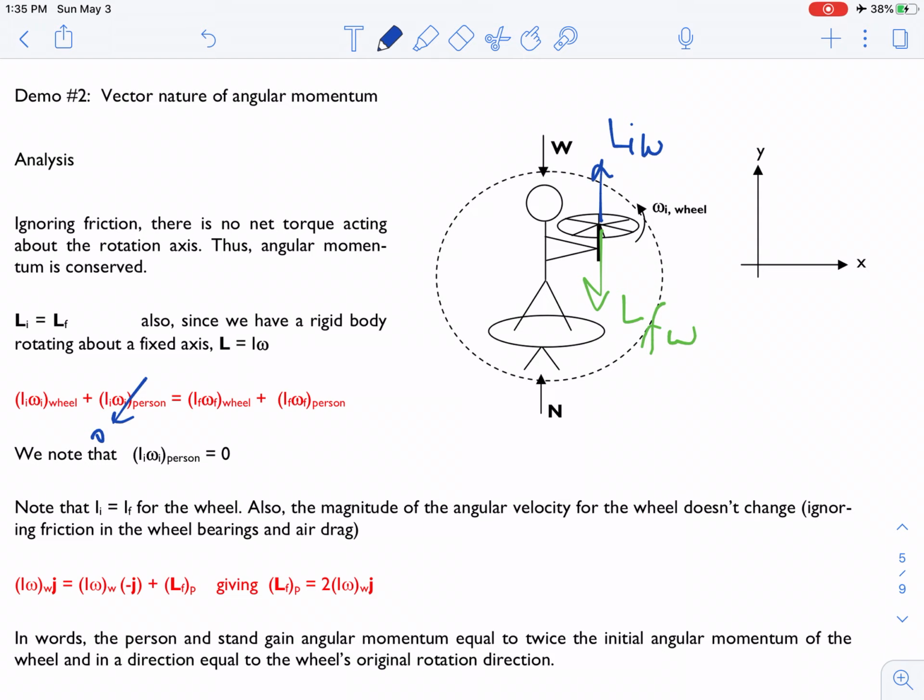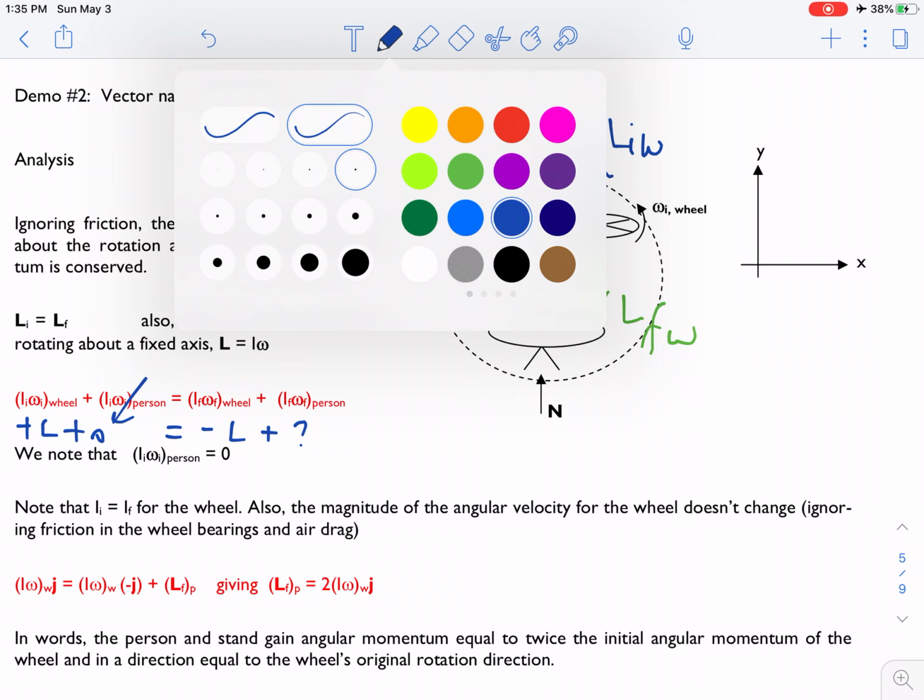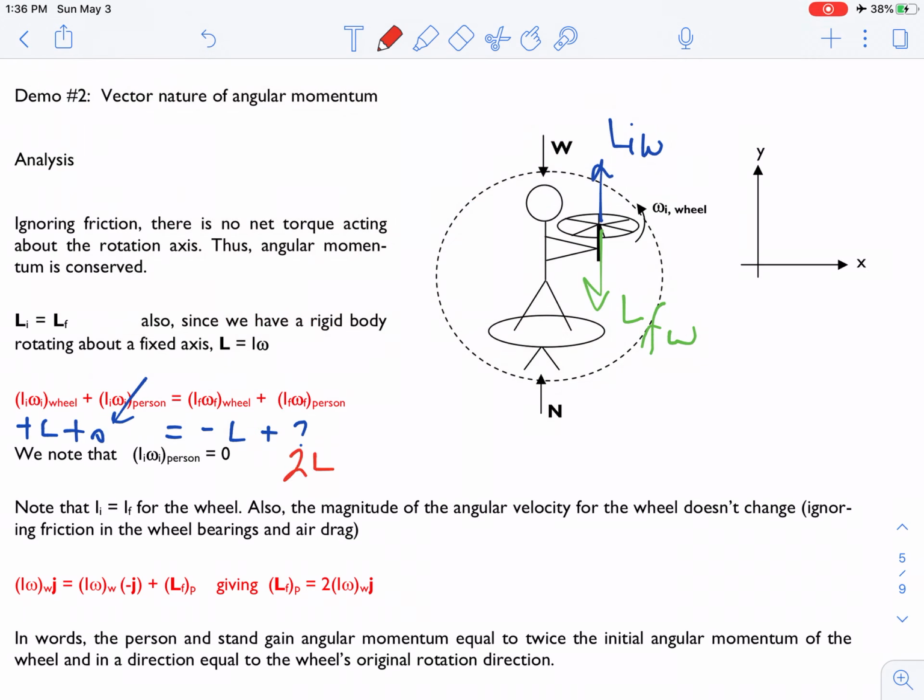So let's just say initially we have positive L, okay? And finally for the wheel we have negative L. So positive L plus 0 equals negative L plus what? What do we need for the person to have so that angular momentum is conserved? If you do a quick math here, this is going to be simply 2L, right? Positive 2L. So the person should spin this way with twice as much angular momentum as the wheel has, so that it can compensate.